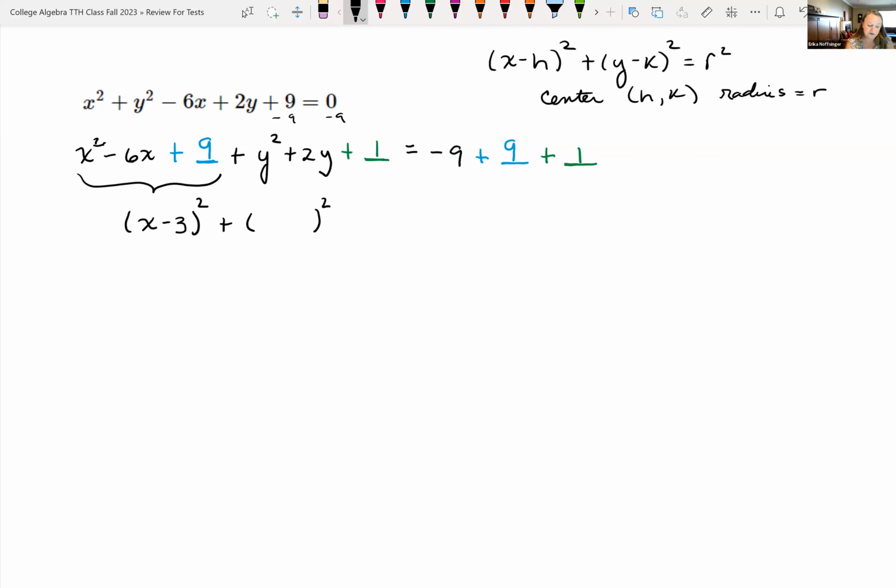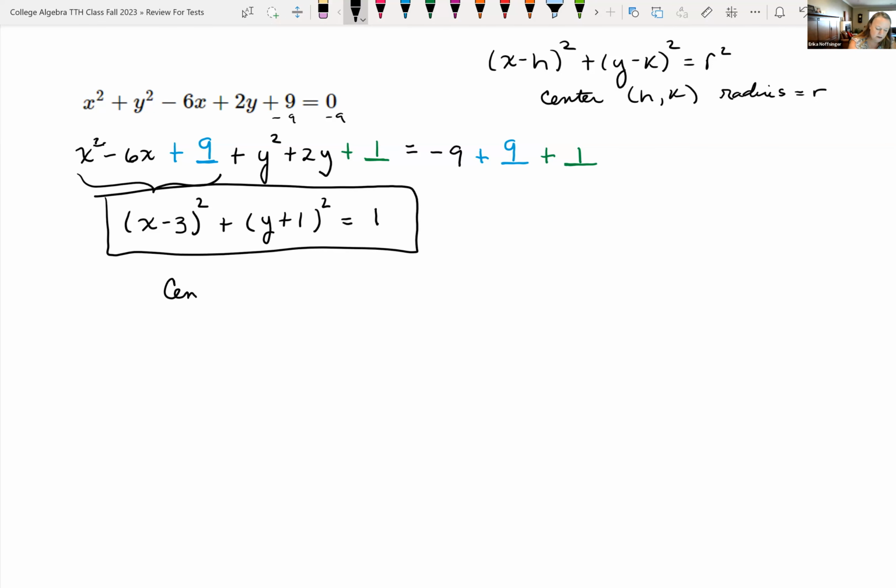so rewriting y squared plus 2y plus 1 as a perfect square, you're going to have y plus 1 quantity squared, equal to, well, negative 9 plus 9, those cancel, plus 1 gives us 1. So it's now in standard form. Our center is equal to, it's the opposite signs. So positive 3 is our x value and negative 1 is our y value. And our radius is equal to the square root of 1, which is still 1.